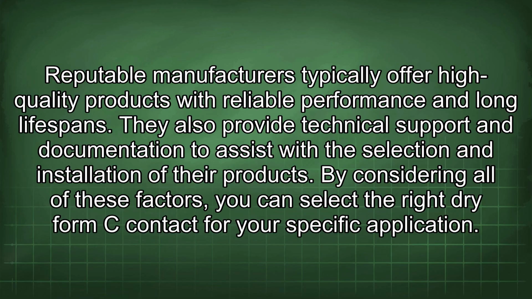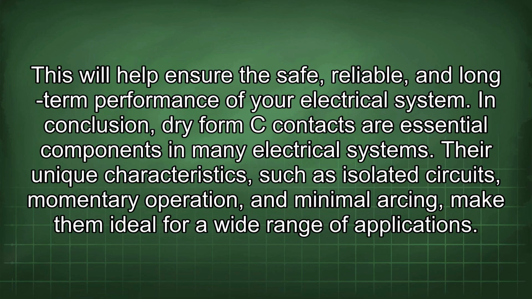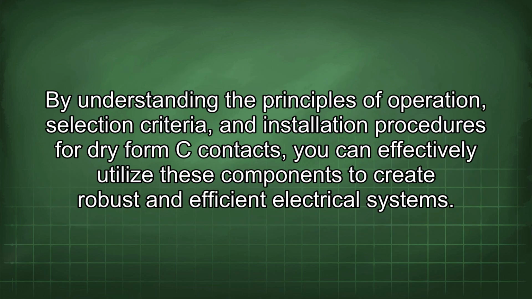By considering all of these factors, you can select the right dry form C contact for your specific application. This will help ensure the safe, reliable, and long-term performance of your electrical system. In conclusion, dry form C contacts are essential components in many electrical systems. Their unique characteristics, such as isolated circuits, momentary operation, and minimal arcing, make them ideal for a wide range of applications. By understanding the principles of operation, selection criteria, and installation procedures for dry form C contacts, you can effectively utilize these components to create robust and efficient electrical systems.